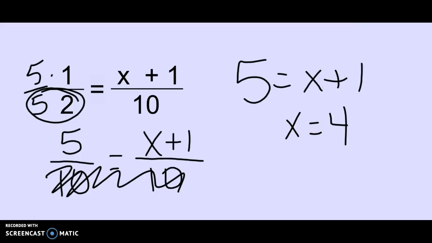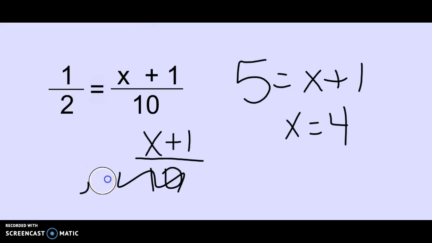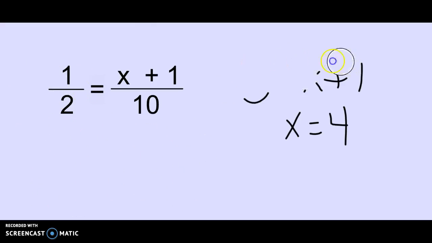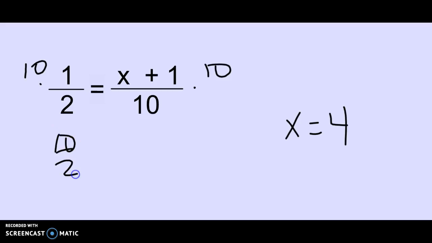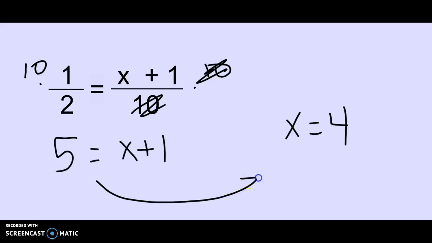The other thing you can do, and it does the same thing as dropping the denominator, is to multiply both sides by the common denominator. Again, the common denominator is 10, so we multiply this side by 10, multiply this side by 10, and we end up with 10 over 2 is equal to, these two cancel out, x plus 1. Again, what is 10 over 2? 10 over 2 is 5. So once we work it out, we get that. You can do both of those methods.